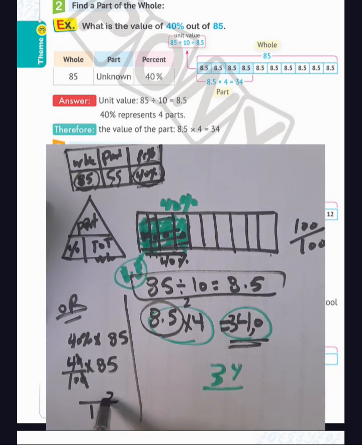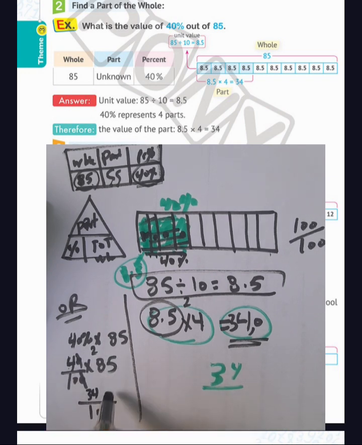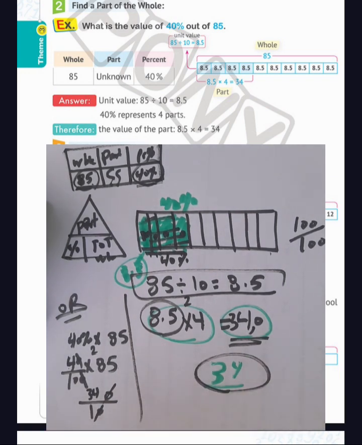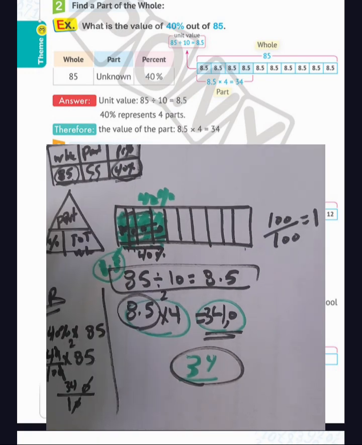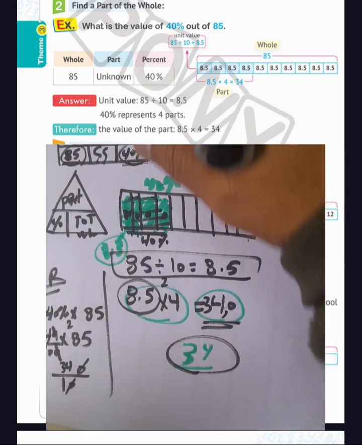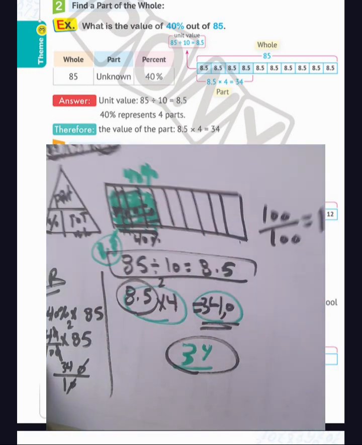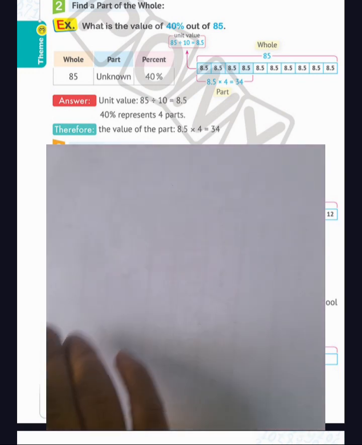4 times 5 equals 20, write 0 and carry 2. 4 times 8 equals 32, plus 2 equals 34. Then the result will be exactly 34. Understood or not? I will explain this example again so you understand, okay? I will explain this again.